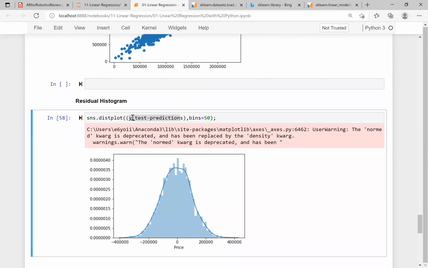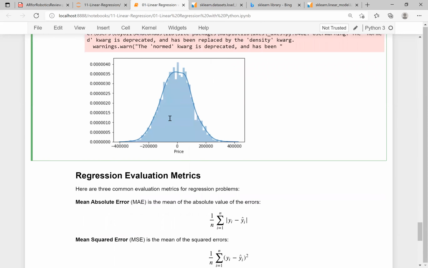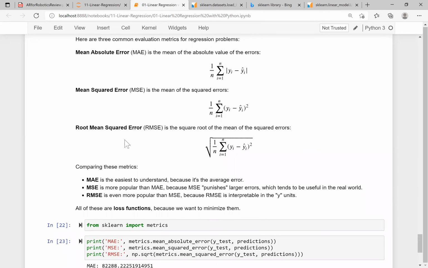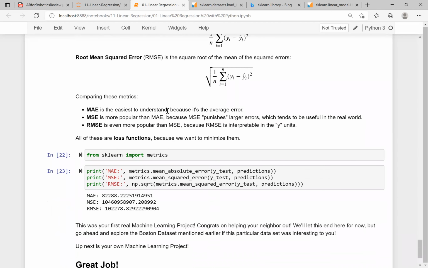This is a manual calculation that we are doing, but by default we have functionality defined to perform all these functions, right? MAE is the easiest to understand because it's the average error. MSE is more popular than MAE because MSE punishes the larger errors. We have seen in the presentation, right? Because we are squaring the error, any huge error becomes an even bigger number when we square it, and it easily comes into notice.